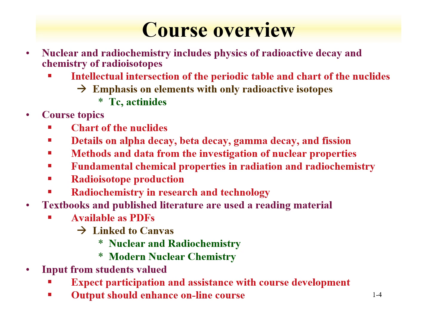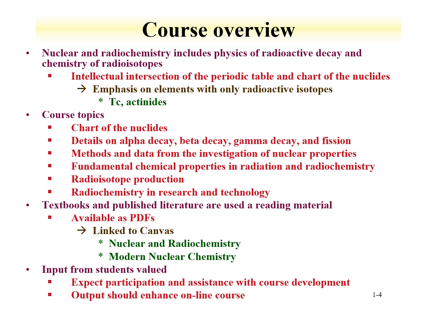And within radiochemistry, we want to emphasize elements with only radioactive isotopes, since they're unusual examples. So as examples, technetium, element 43, sits in the middle of the periodic table. We'll discuss the chemistry of technetium, and we'll particularly focus on the chemistry of the actinide elements, which are those elements that have 5f electrons that are at the bottom of the periodic table. The course topics include the chart of the nuclides, details on alpha decay, beta decay, gamma decay, and fission. You should understand what the differences are in those by the end of the course.